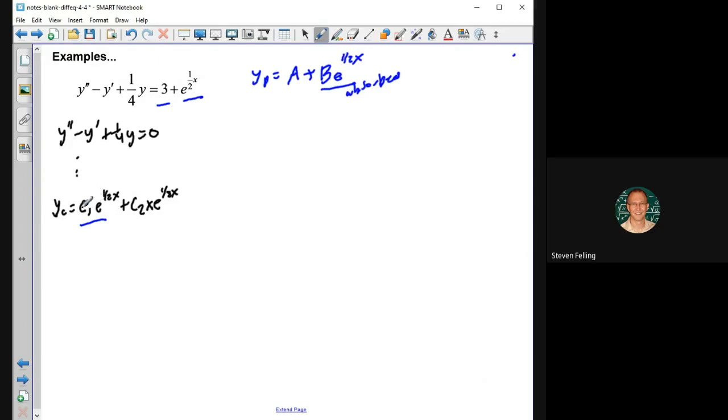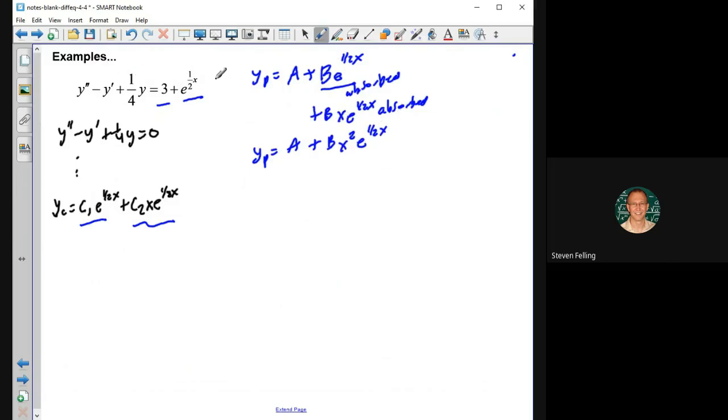So here's how we handle that. We just go ahead and multiply this by an extra x. So this will be bx e to the 1/2 x. But unfortunately, that also would be absorbed. So since this would also be absorbed, we're going to go up to bx squared e to the 1/2 x. You just keep tacking on another x until you get something that no longer matches. So that means this is going to be my yp, a, some constant plus some other constant times x squared e to the 1/2 x.